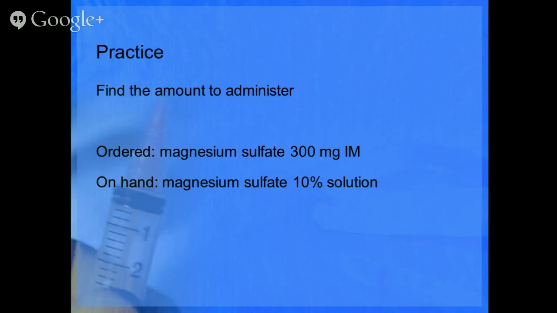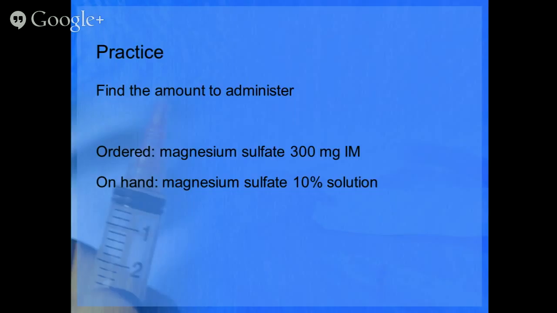10 grams to 100 ml, because this is a 10% solution. Where do you get the 100 from? Because percent means grams per 100 mLs. So it'll be 10 over 100. So now you have to convert your order to grams.